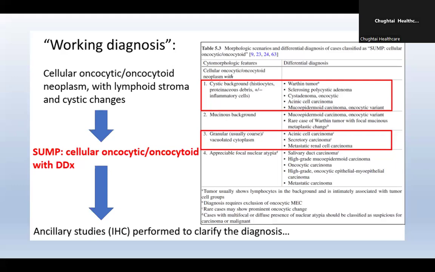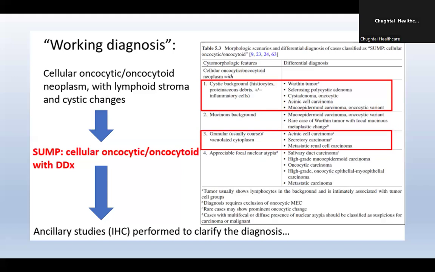So here is the algorithm for such cases. If we have on cytology an oncocytoid or oncocytic neoplasm, the differential diagnosis would include, if we have inflammatory cells or a cystic background, Warthin tumor, sclerosing polycystic adenoma, cystadenoma, acinic cell carcinoma, and even the oncocytoid variant of mucoepidermoid carcinoma. And if we have some granular or vacuolated cytoplasm, then secretory carcinoma and acinic cell carcinoma, and some of these cases can have oncocytoid cells too.